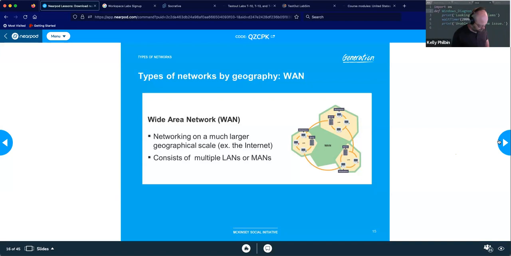So smallest, you got the PAN, then you got the LAN, then you got the MAN, and then the WAN. And then in there, you have your wireless versions, which is the WLAN and the WMAN.